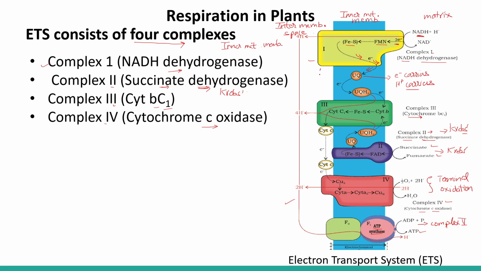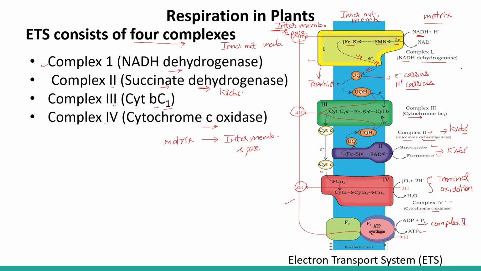Electrons are released, and then they travel downhill. And what happens when they travel downhill? Protons are transported from the matrix to the intermembrane space. You can see there is accumulation of hydrogen ions here.